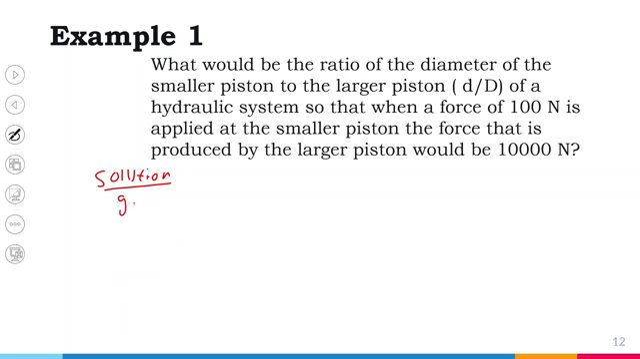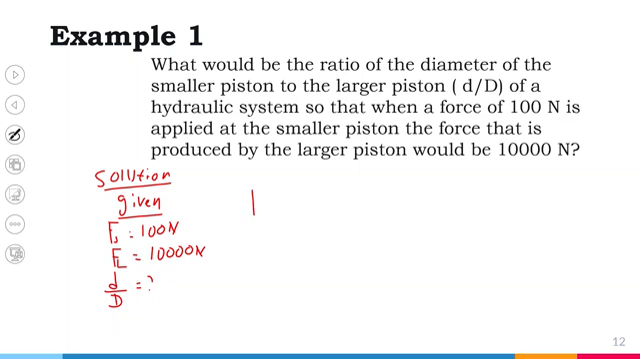Solution. We have given that F of the smaller piston is equal to 100 Newton and the force on the larger piston is equal to 10,000 Newton, and the required is the ratio of the diameter of the smaller piston to the diameter of the larger piston is equal to how much? So we can apply the Pascal principle to solve this problem.